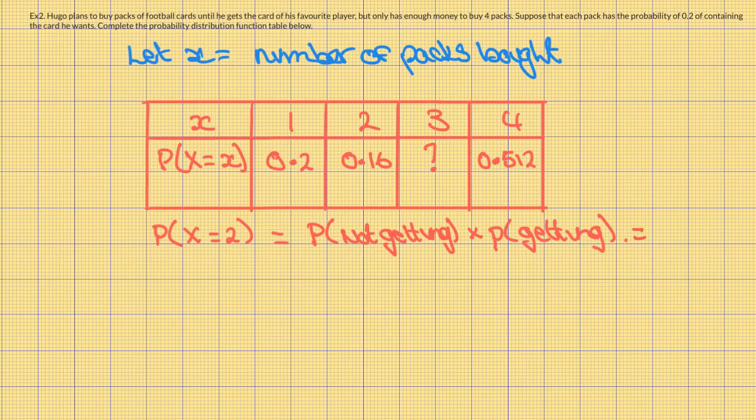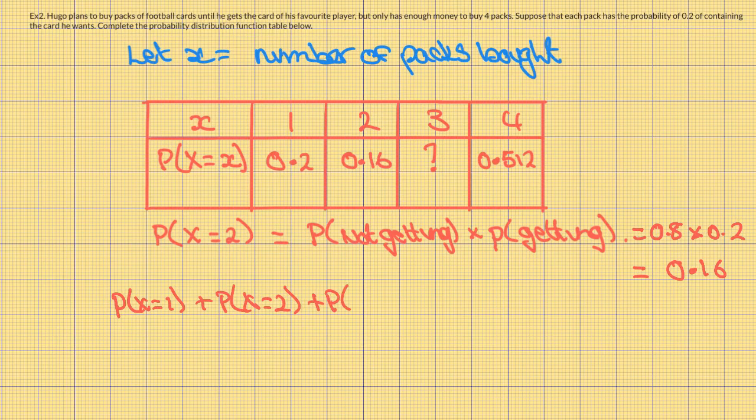And that is equal to 0.8 times 0.2, which when you work it out does come to 0.16. If this is a probability distribution function, these four probabilities must equal 1. So the probability that x equals 1 plus the probability that x equals 2 plus the probability that x equals 3 plus the probability that x equals 4 is equal to 1.